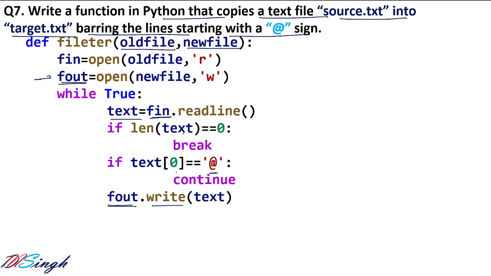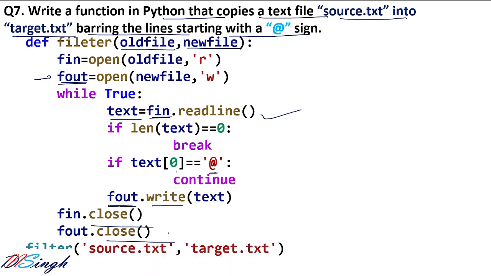Once this loop is completed, what will happen? New file will contain all those lines which are not starting with @. As soon as all lines are exhausted in old file, what will readline return? None, or end of file, so the length of the text will be 0. So what is going to happen? Break will execute and you will come out of the loop, and you are going to close the file handle which you have opened for reading, and close the file handle which you have opened for writing.